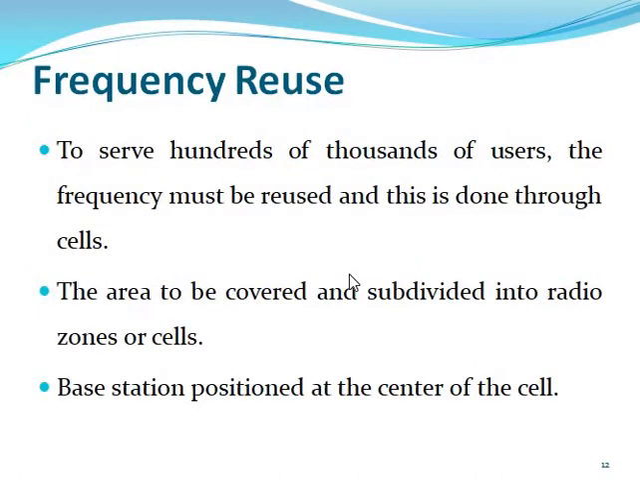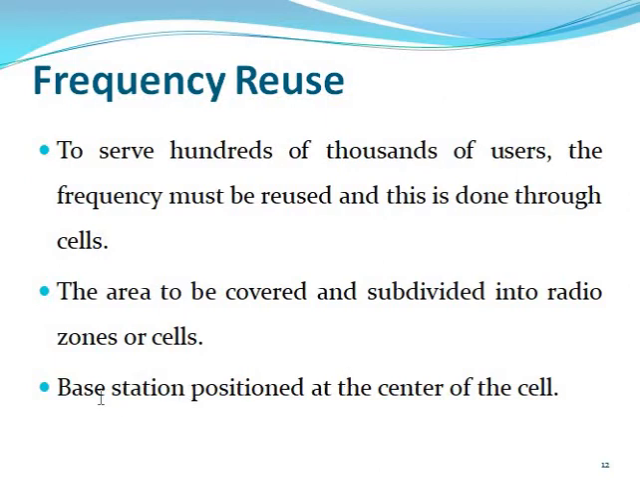Now, frequency reuse. To serve hundreds or thousands of users, the frequency must be reused. This is done through the cell. The area to be covered is subdivided into radio zones or cells. The base station is positioned at the center of the cell. Mostly the frequency is reused and can cover a large area, but when the number of users is very large, the frequency is divided.